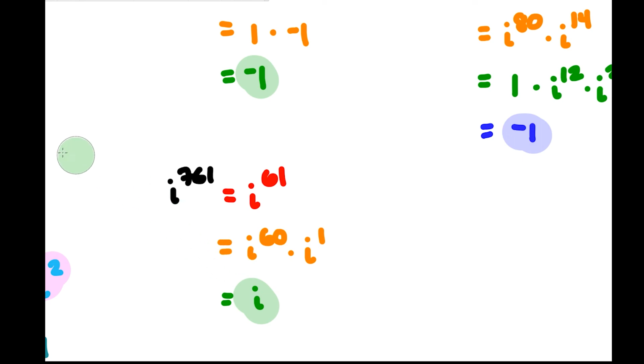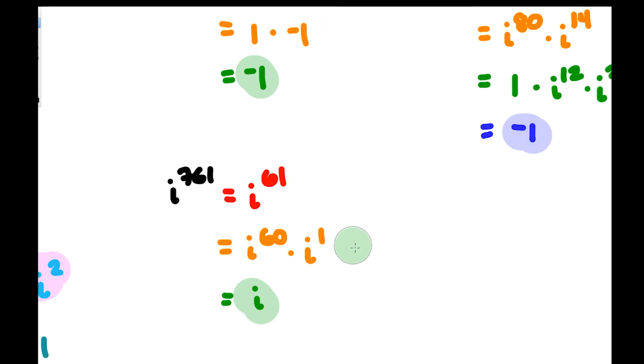Again, you can use your calculator to test that out. So if I just did i to the 761st power, you end up with 1.89 times 10 to the negative 11th, so that's basically 0 plus i. 0 plus i is i, which is what we got.